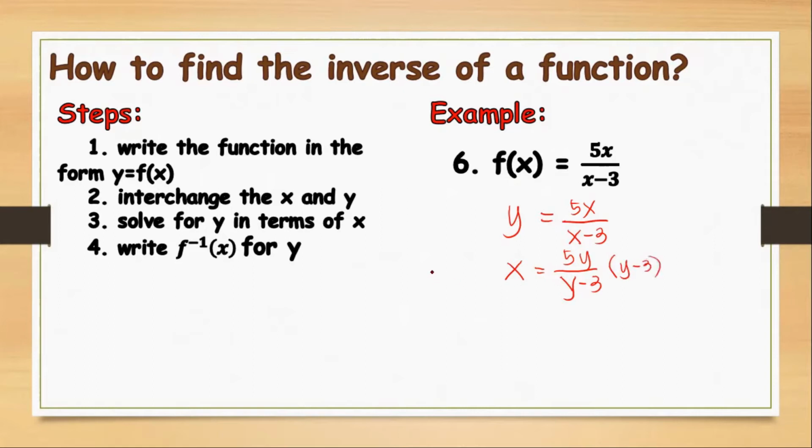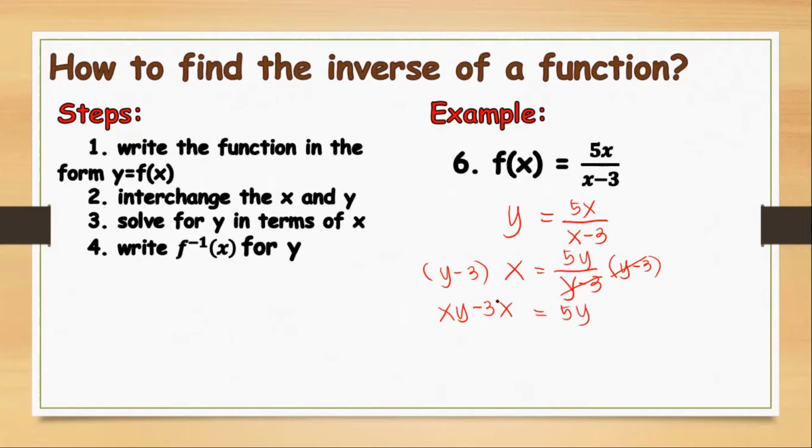So our goal here is to eliminate the denominator. To eliminate the denominator is to multiply both sides with what is written here on the denominator. So in this case, if we multiply them, we can cancel this. Okay? So after canceling that, we have y minus 3. Okay, so we can multiply this. We can have xy minus 3x equals 5y.